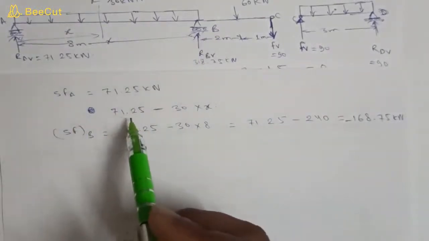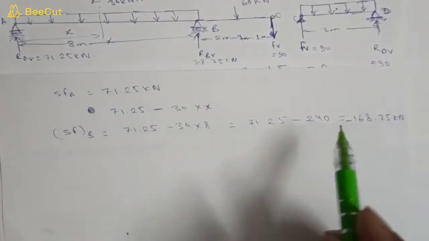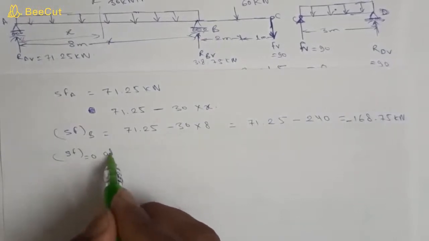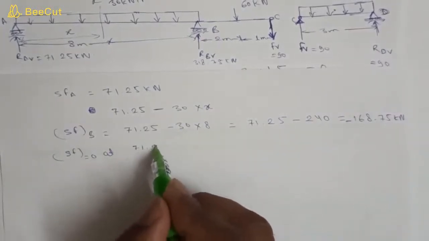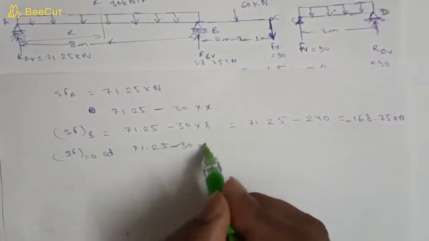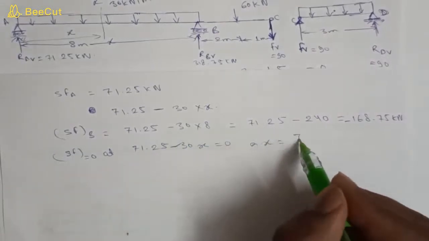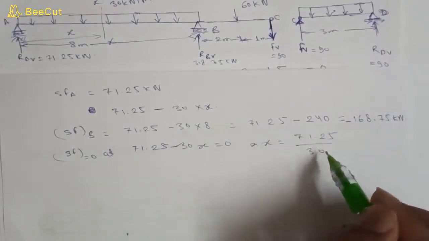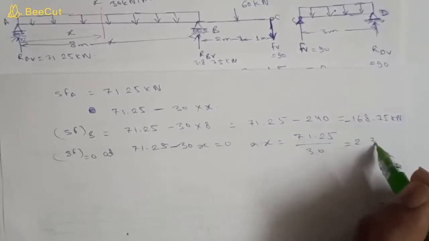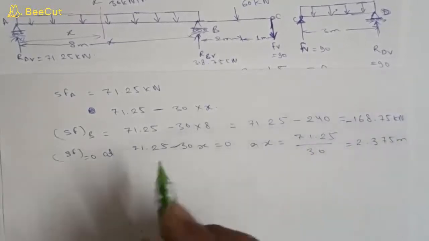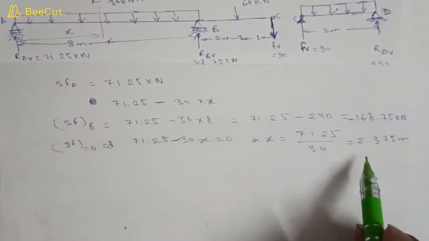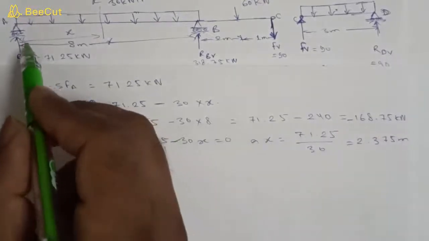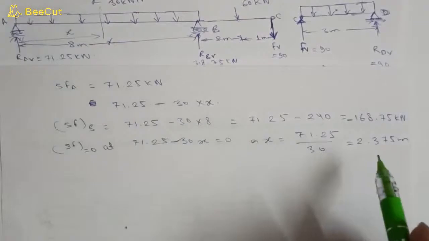So somewhere from positive it is becoming negative, so it will become 0 at some point. So shear force will become 0 where 71.25 minus 30x is equal to 0. So x will become 71.25 divided by 30, so it is 2.375 meter. So at this point bending moment will be maximum. So that's why we are calculating that point. So shear force is becoming 0 somewhere in between here, at 2.375 meter.